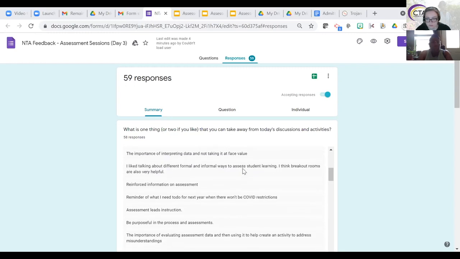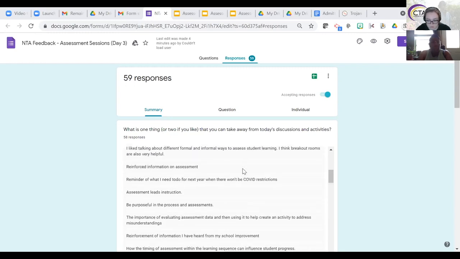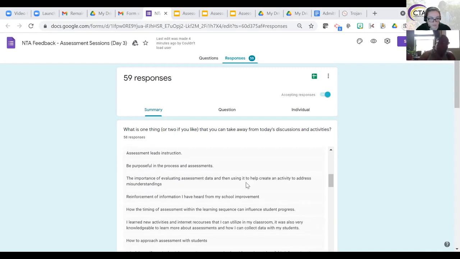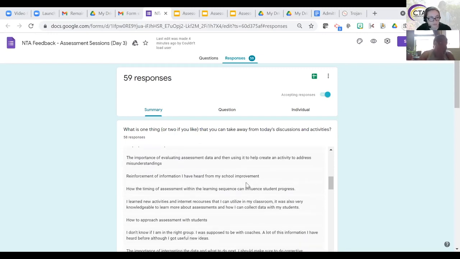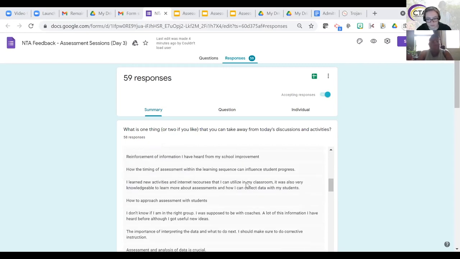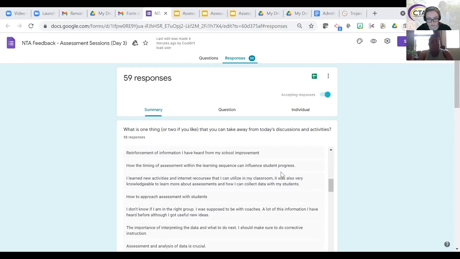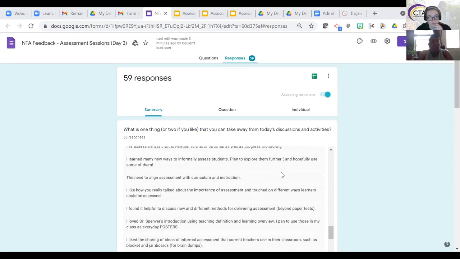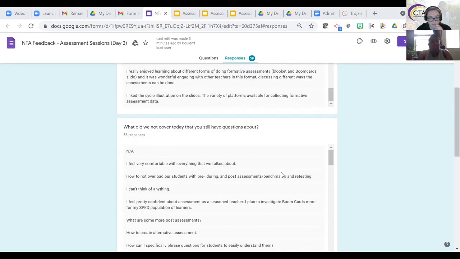Pre-assessments, using a wide range of assessments. I'm not reading all of these, by the way. Don't get scared, I'm just highlighting a few. Be purposeful in the process. The importance of evaluating data and assessment, reinforcing information I have heard from my school improvement group, and how the timing of assessment within the learning sequence can influence student progress. So those are just some of the reflections, if you will, from question number 1.